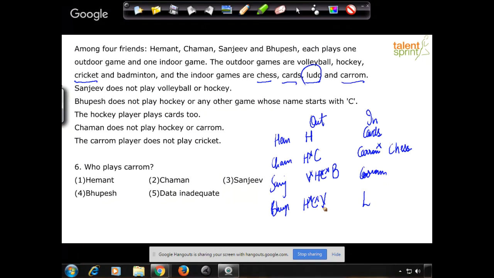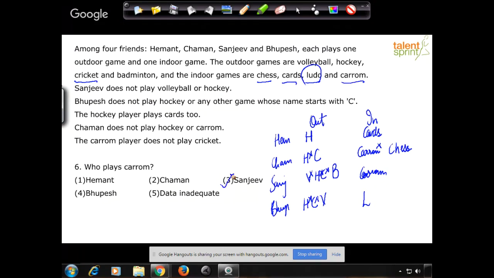Now that we have exactly found out who plays what, it is going to be extremely easy for us to answer any question that is going to be asked on this entire puzzle. Great. Let's see what is the first question that is asked on this puzzle. Who plays carom? Very easy. We can easily say that carom is played by third option, Sanjeev.